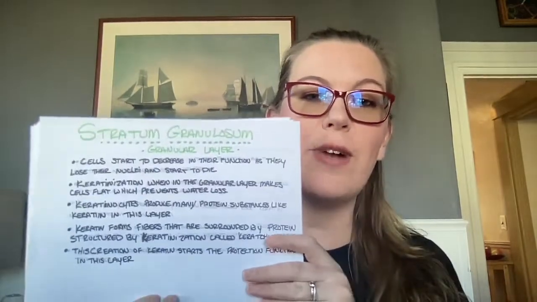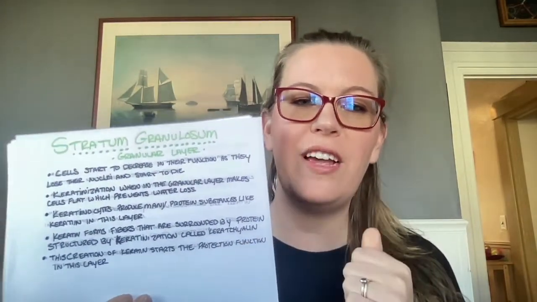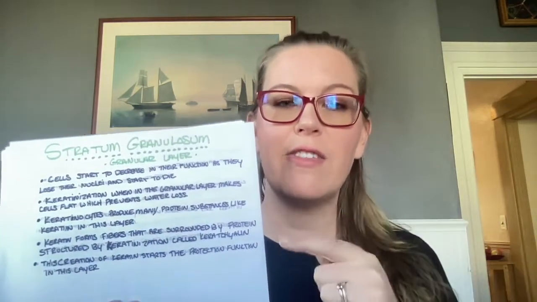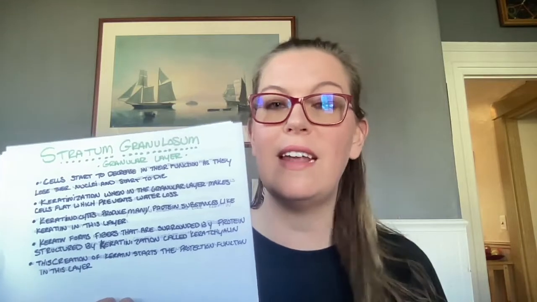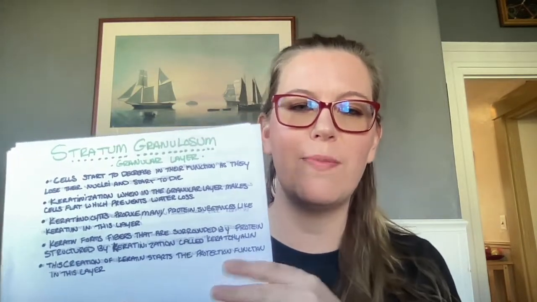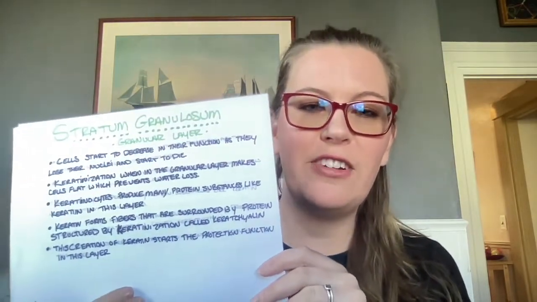Stratum granulosum is the granular layer. Cells start to decrease in their function as they start to lose their nuclei. The keratinization, when the granular layer makes cells flat, which prevents the water loss. Keratinocytes produce many protein substances like keratin in the layer. Keratin forms fibers that are surrounded by protein structures made by keratinization called keratohyalin. This creation of keratin starts in the production of this layer.